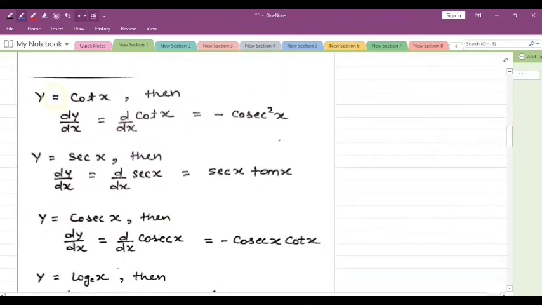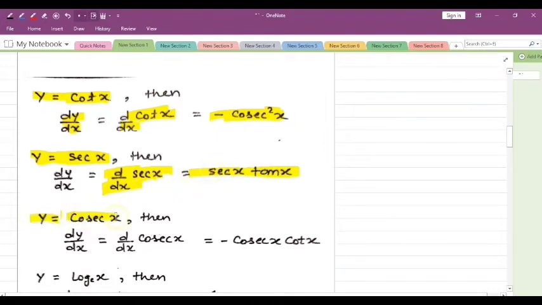Then we have our function y equal to cot x. For this we have the formula that differentiation of cot x is minus cosec square x. You have to remember all these differentiation formulas. Then if you have your function like y equal to sec x, then its differentiation is written as dy over dx of sec x equal to sec x into tan x.